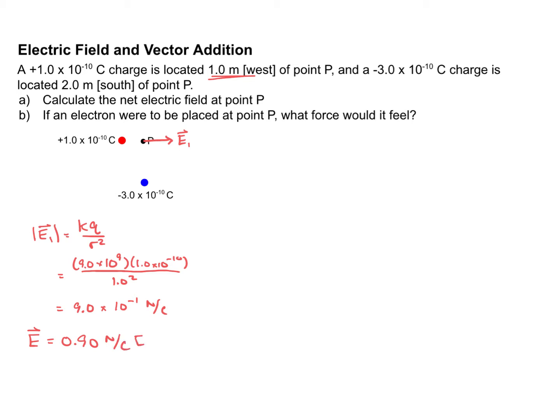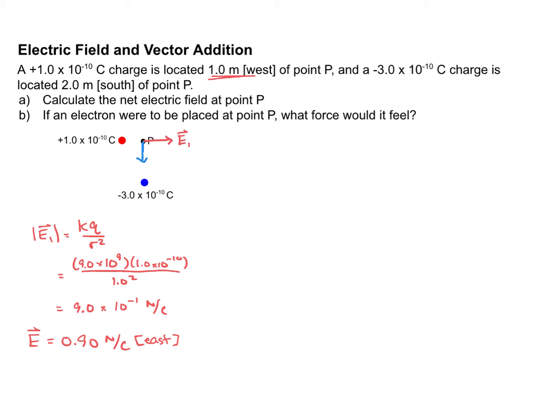Now, with the direction, it's to the right. Or I can say east because the question does talk in terms of west and south. So we're using compass directions here. That will be east. Now I'll calculate the electric field created by the blue point charge. The blue point charge is negative. So the electric field will point towards it because it would attract any positive test charge placed there. So it's going to be south.